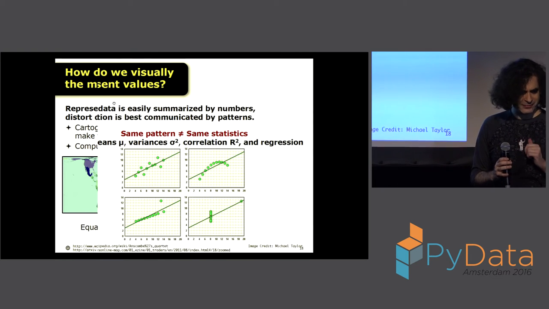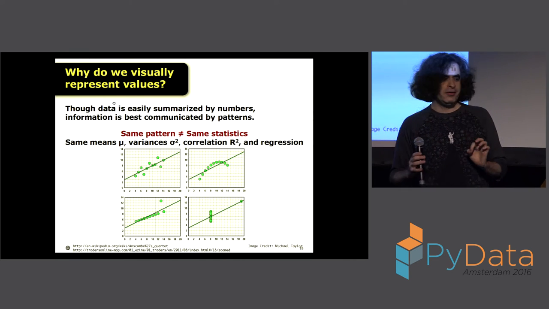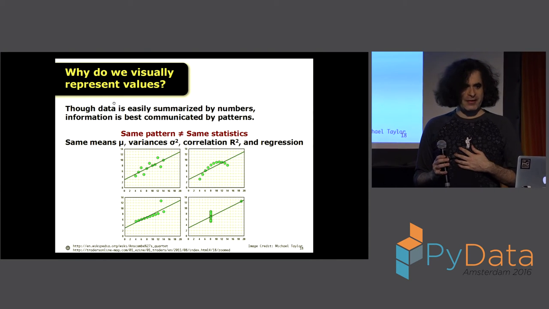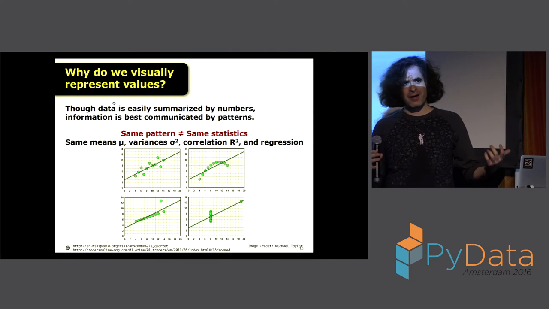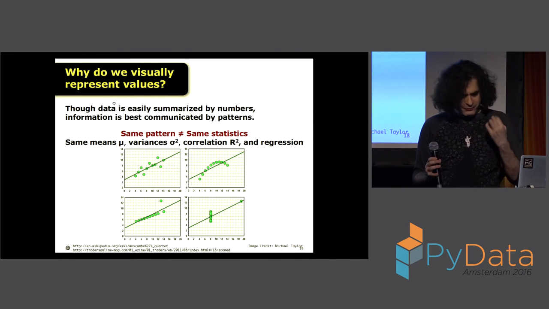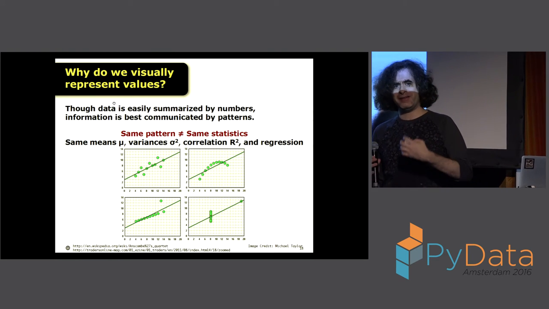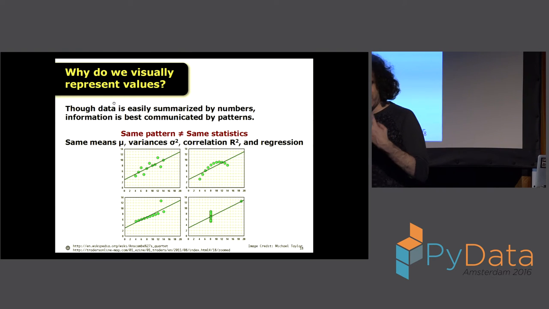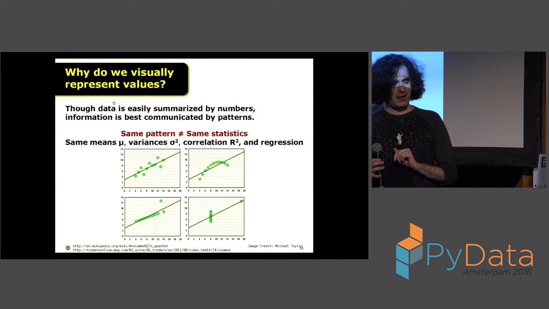So let's look at this a little bit more closely. As we know, data is really easy to summarize by numbers. Mean, variance, correlation, that kind of thing. You want statistics, wherever you stick data, out they come. But information, you see, is best communicated by patterns. Our eyes, our brains evolved to catch monkeys in the jungle. They did not evolve to understand the subtleties between means and variations.